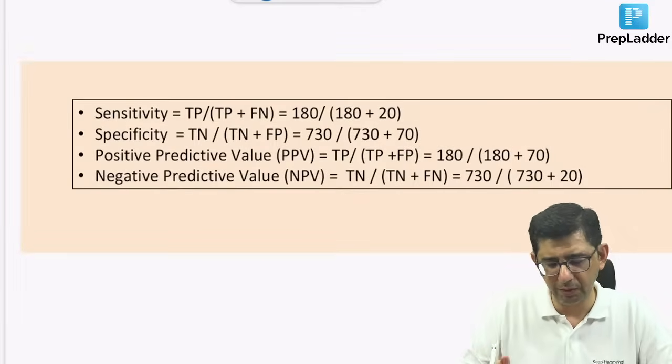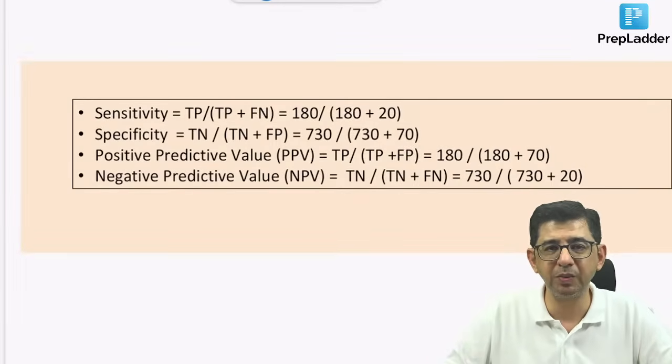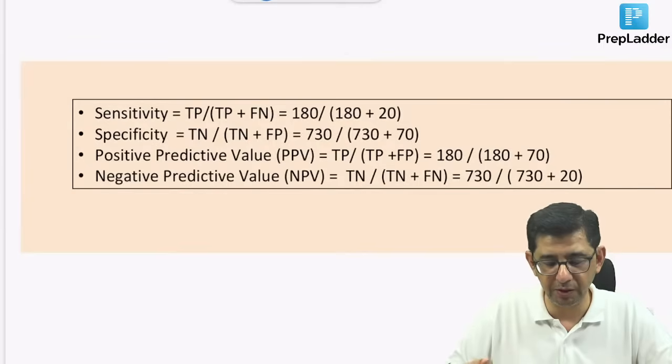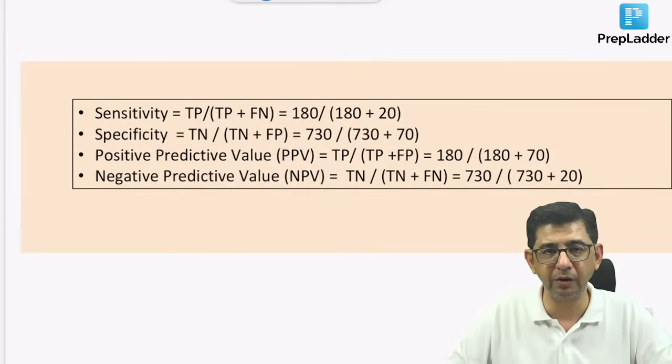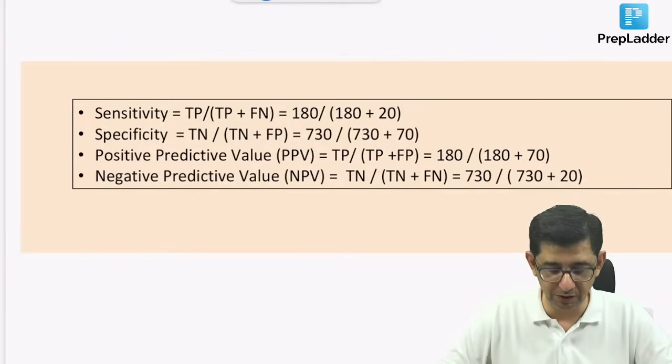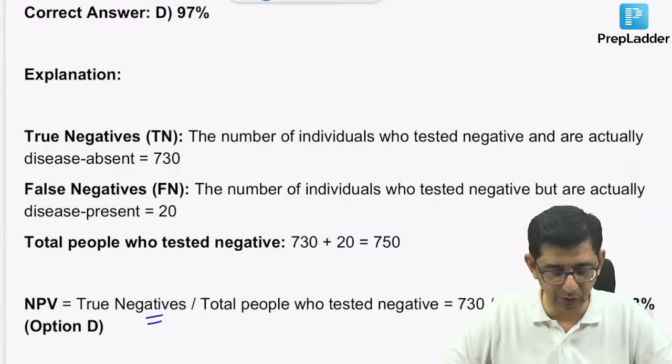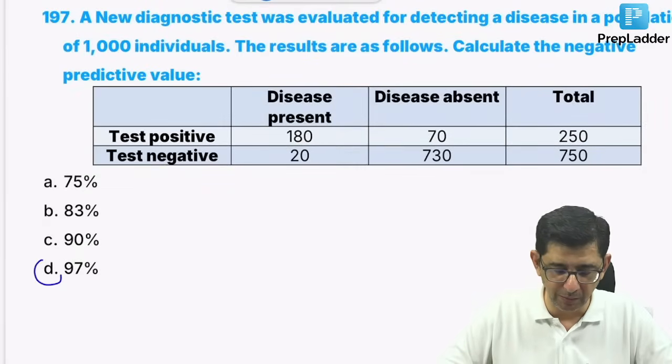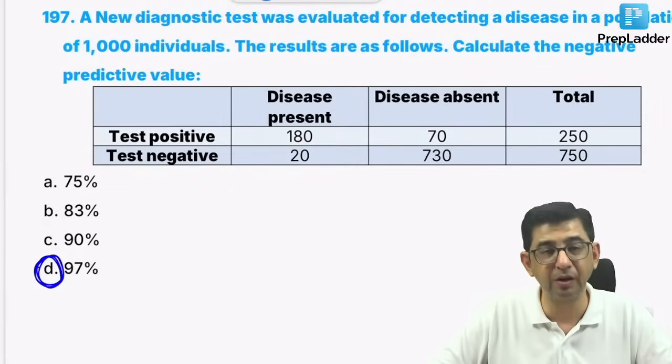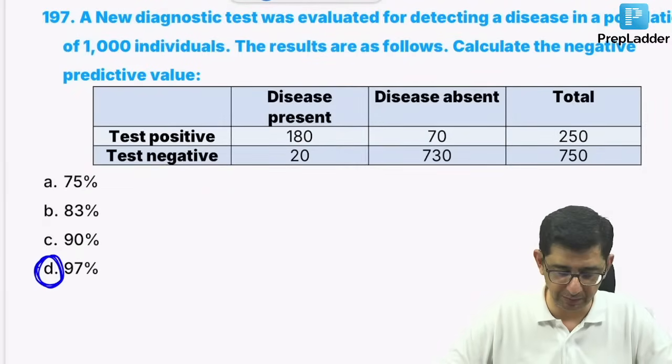And then just practice it out. Mentally try to calculate from this table all the components that are mentioned: sensitivity, specificity, positive and negative predictive value. It's just a bit of practice that is required. I was morbidly afraid of these kinds of questions because my mathematics was bad, so I used to end up with wrong answers. But you guys have done a great job in this particular case. The answer would be 97%.